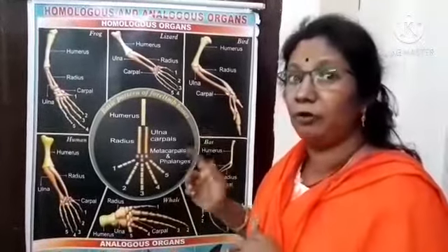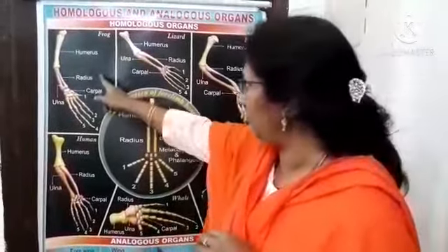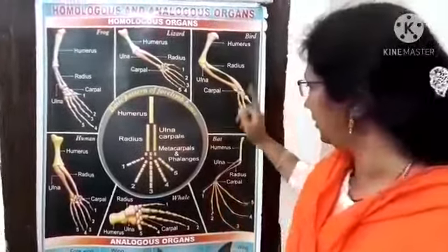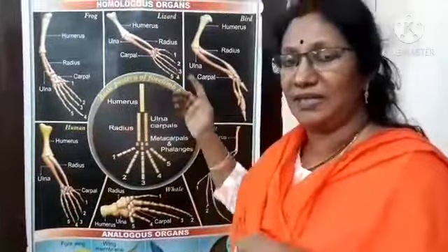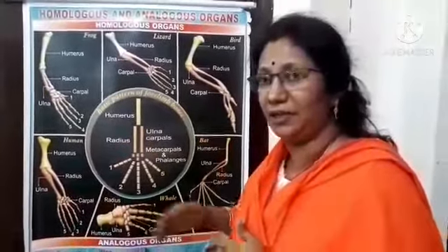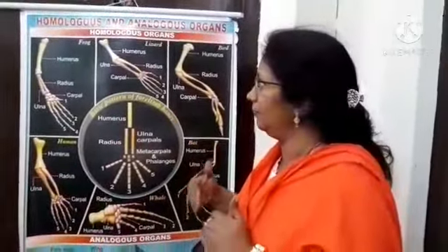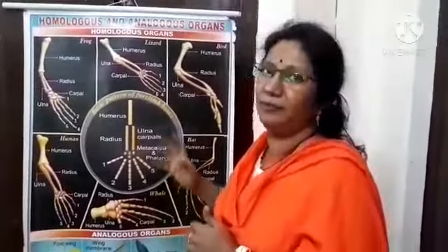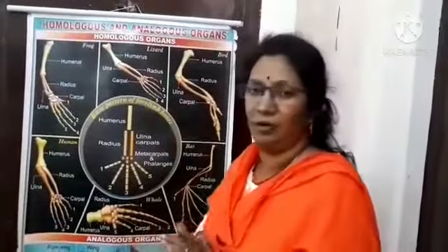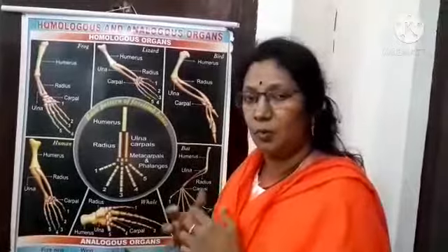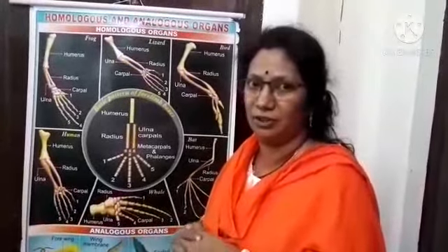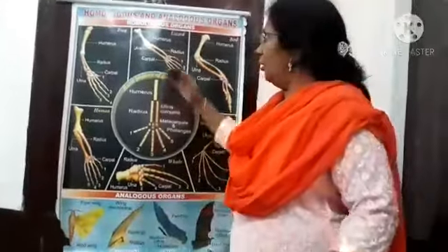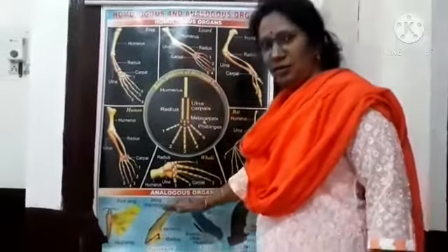Examples are the forelimbs of frog, lizard, bird, bat, whale and human. All this basic structure is the same, but the function they perform will be different. Such organs are called homologous organs. Homologous organs indicate how close the organisms are in evolution. Opposite to homologous is analogous.